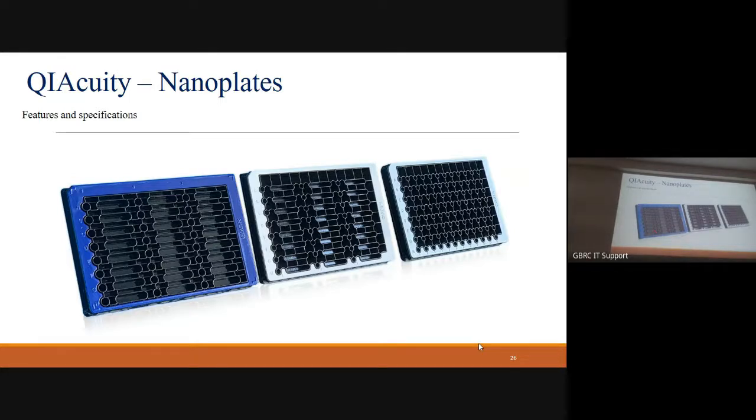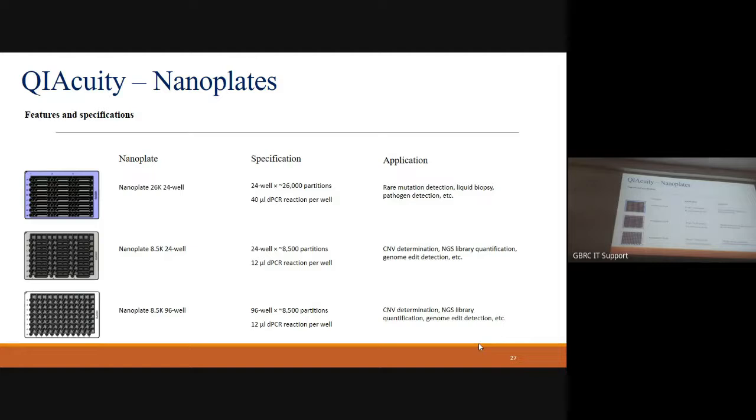So these are all three formats. This is the 24 well, 26,000 partition plate, which we have used in the practical. This is an 8.5 thousand partition plate having 24 wells, and this is an 8.5 thousand partition plate having 96 wells. So these are some of the differences. Here they recommend 40 microliter input samples. For this, they recommend 12 microliter for 8.5 thousand partitions.